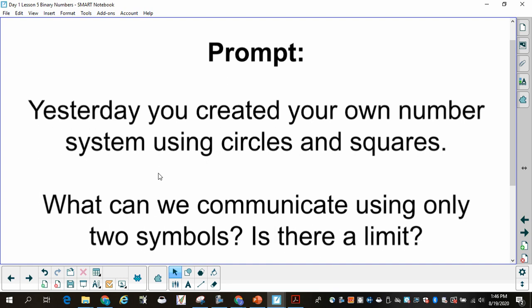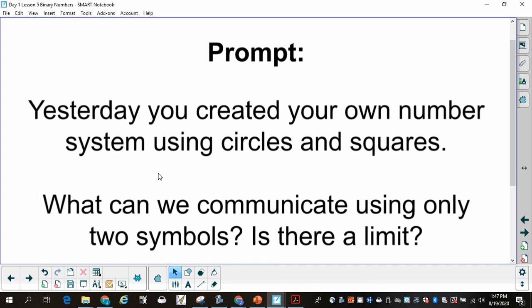Now, as a prompt, last class you created your own number system using circles and squares. What can we communicate using only 2 symbols? Is there a limit? Well, we can communicate anything we want using 2 symbols. It's just how much space do we have? Remember, we looked at with just 2 symbols, we can have yes, no.